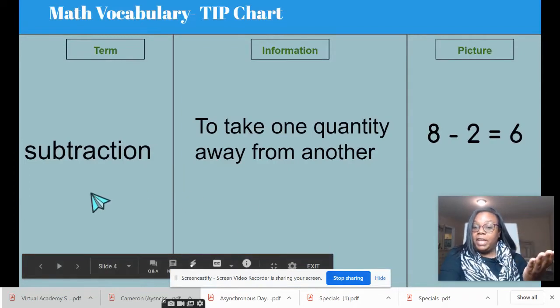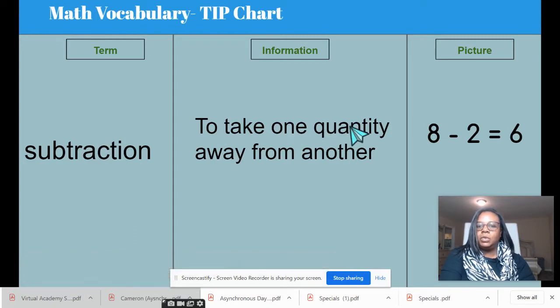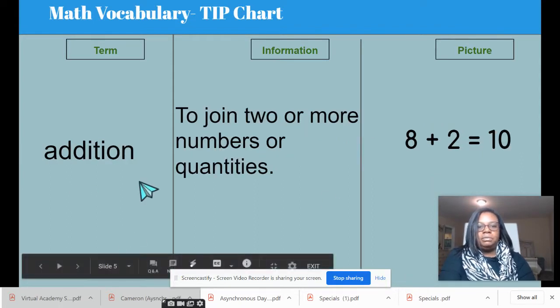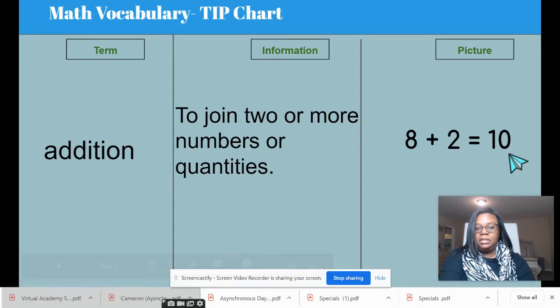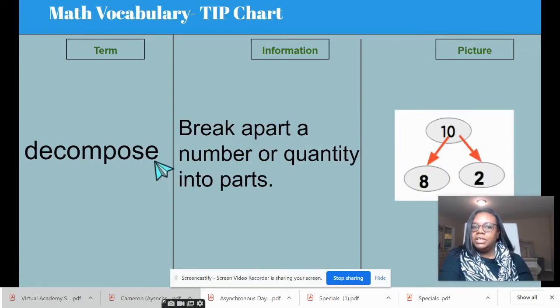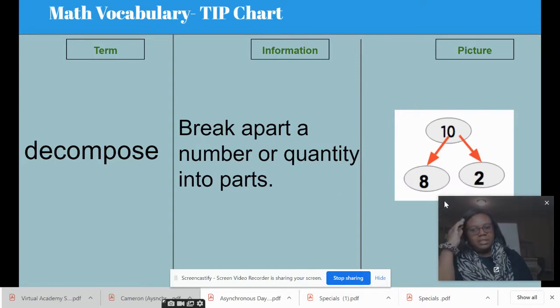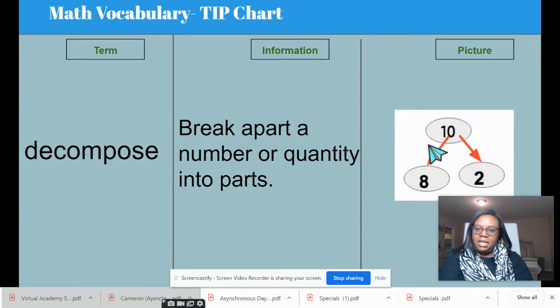And so our vocabulary today was subtraction, which means to take one quantity away from another. An example would be 8 minus 2 equals 6. And then addition would be to join two or more numbers or quantities. 8 plus 2 equals 10. And then we also learned a new term, decompose. Decompose, boys and girls, means to break apart a number or quantity into parts. So if I had a 10, the two parts would be 8 and 2.